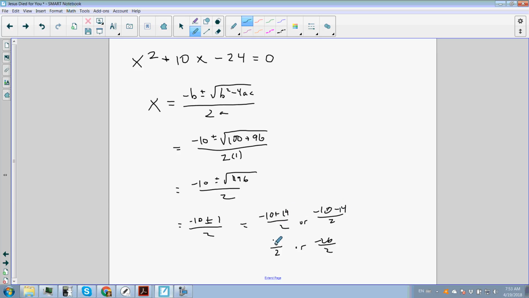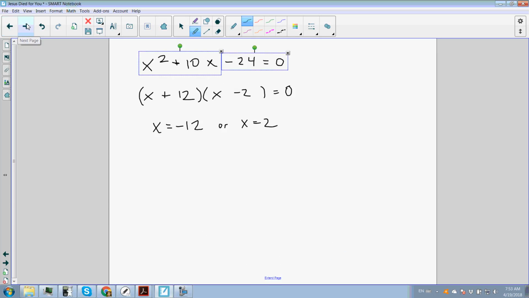Negative 10 plus 14 is 4. Negative 10 minus 14 is negative 24. 4 over 2 is 2. Negative 24 over 2 is negative 12. So x equals 2, or x equals negative 12, just like we got back here.